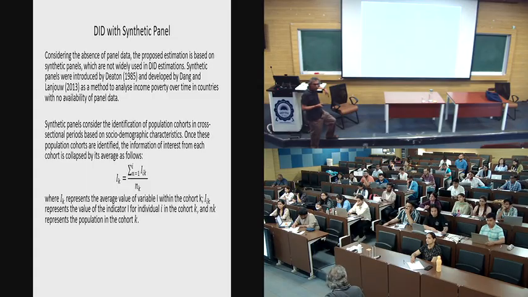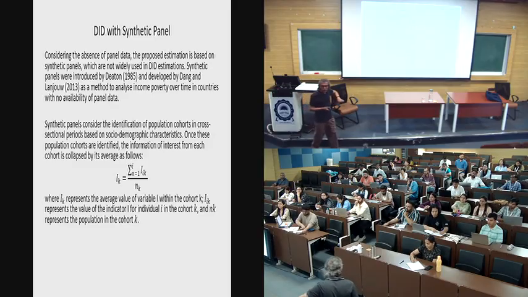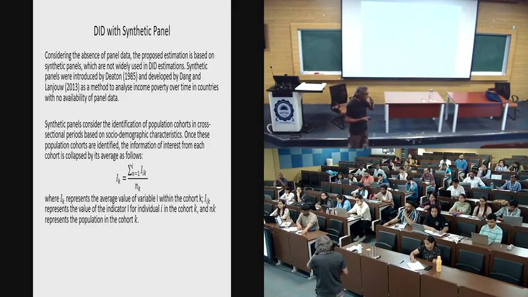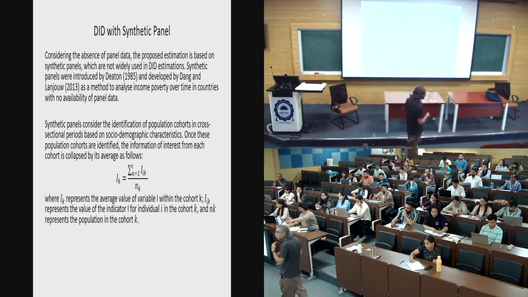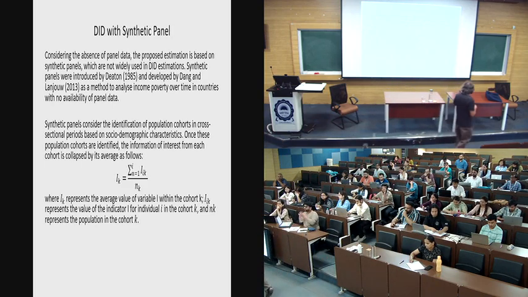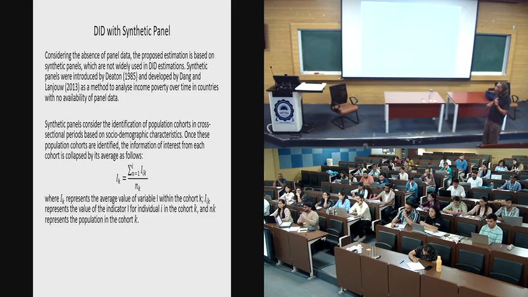There is a database known as, I think, WIID, World Income Inequality Database. Exactly there, you will face the same problem, that it is not exactly a panel in that way. So what we do here, we want to consider the identification of population cohorts in cross-sectional periods, and I can either pick the socio-economic or I can pick demographic characteristics.